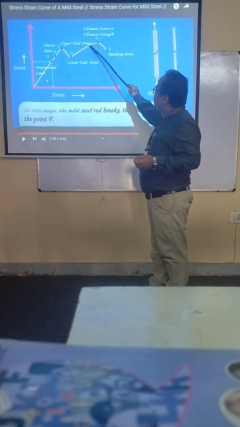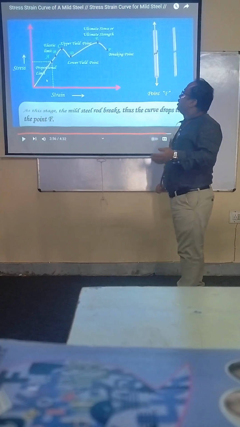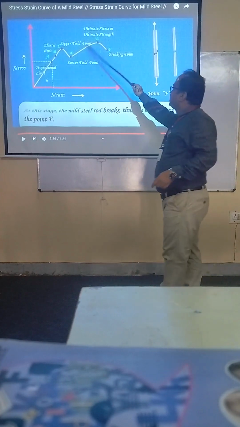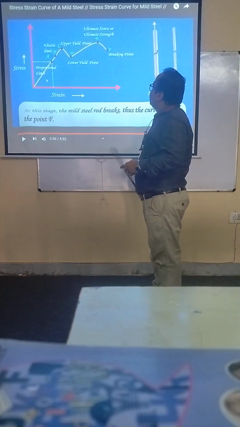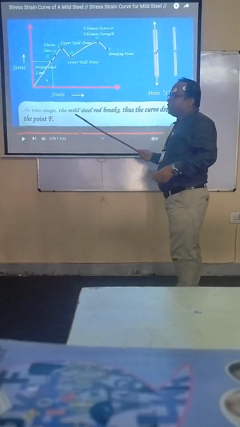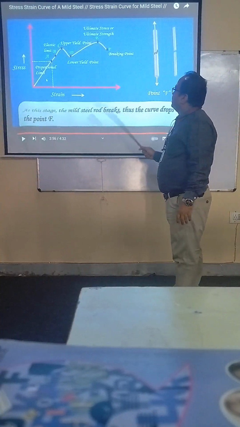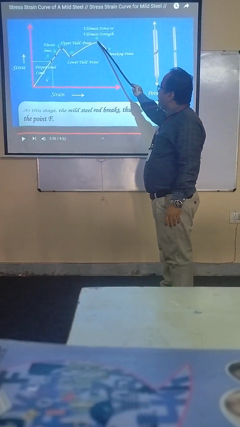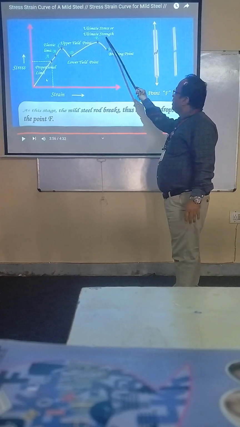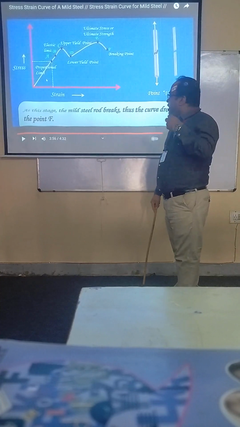When the load is increased, the stress is increased up to point E. Point E suggests the ultimate point or maximum point. You can see the maximum value of stress at point E. Up to that point, the stress value increases. Then at point E, you will get the maximum value of stress. That point is called the ultimate stress, or the ultimate strength of the material.